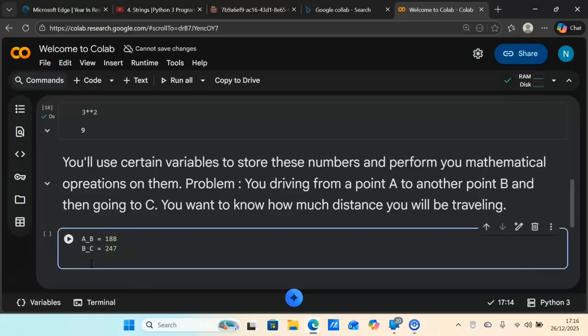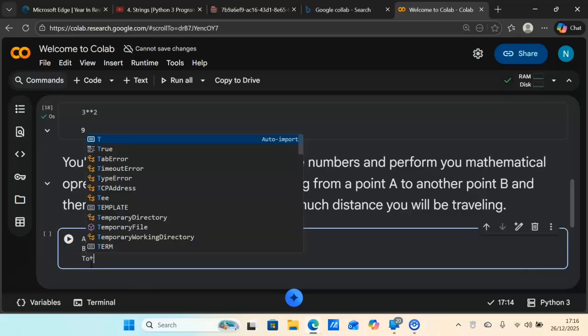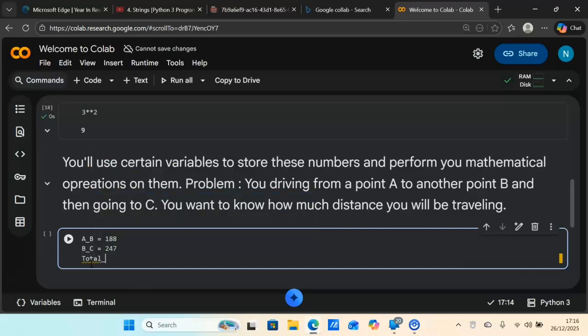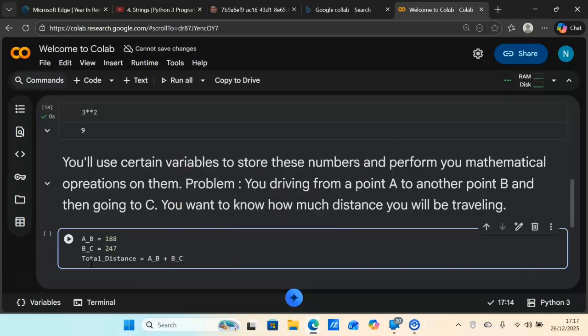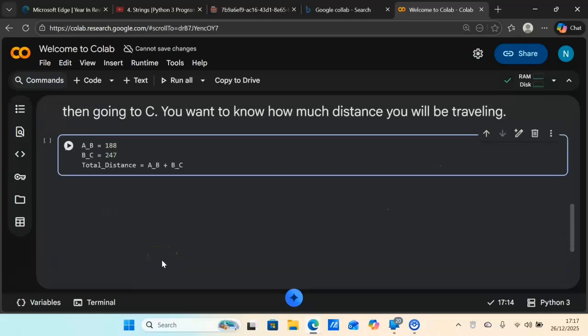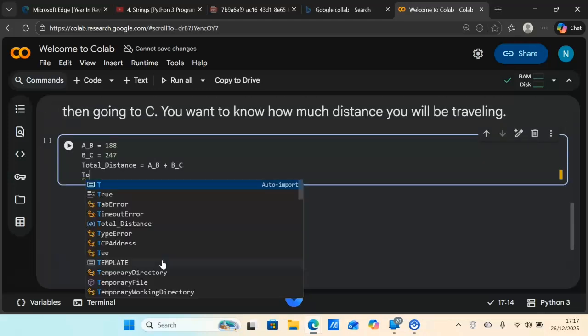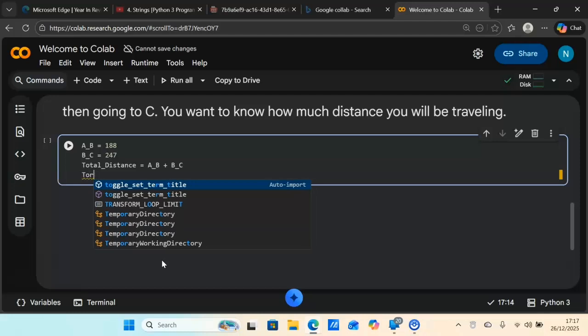So now we have the total distance. Let's see, total underscore distance is equal to A underscore B plus B underscore C. So you come down, then you write down the total distance.